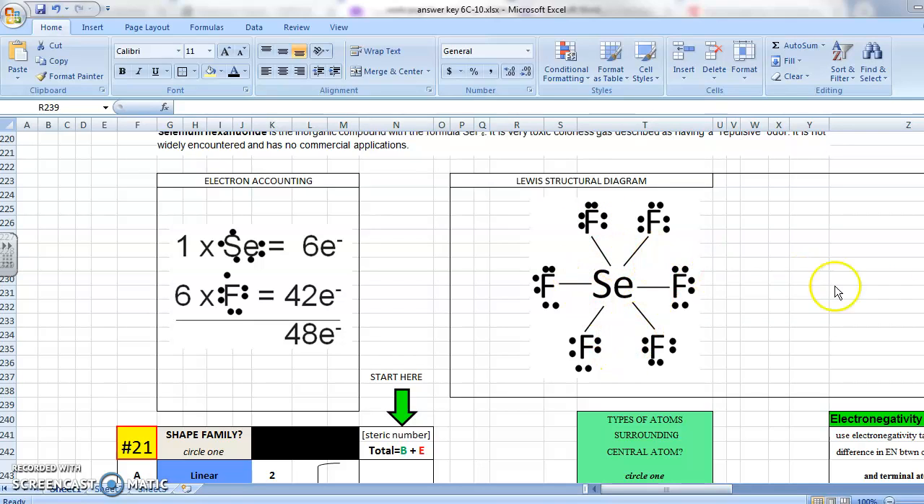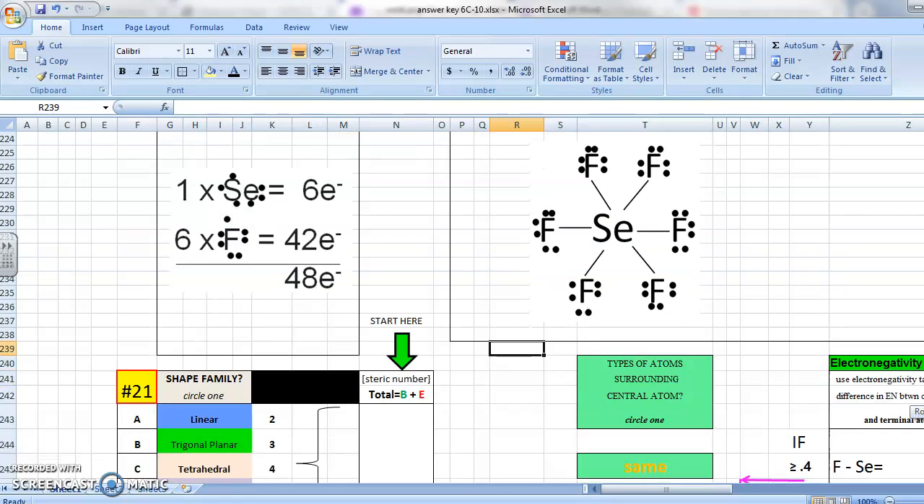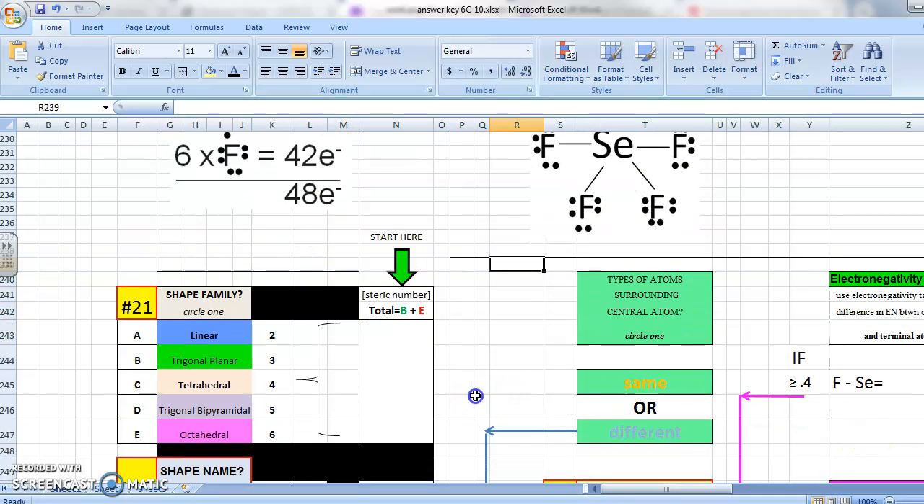How many total atoms are around selenium? There are 6. We count atoms, not bonds. How many lone pairs are there? There are none. So we have 6 total things surrounding the central atom. That gets us to 21's answer. When you have 6 things around it, it is octahedral.